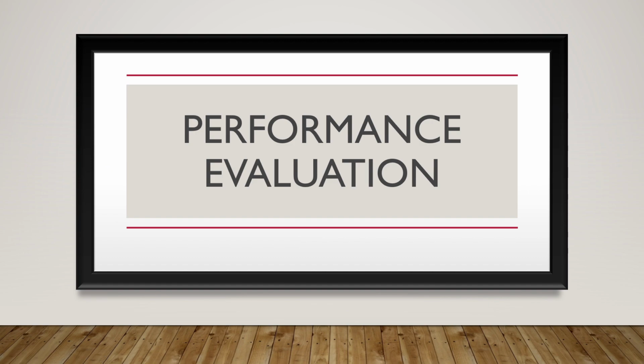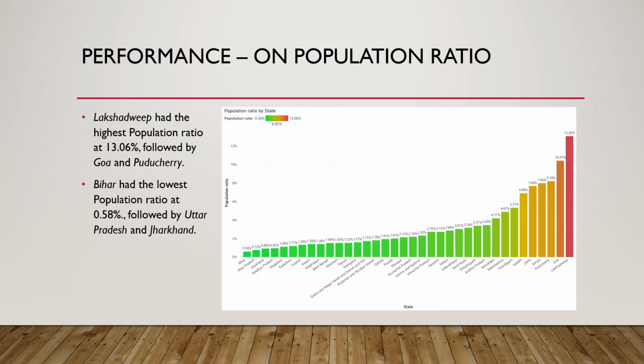To understand the real performance, it is fair to check the COVID cases count against the population of the states. Hence this graph. It shows the states from the highest COVID-19 count to lowest in terms of the ratio of population. So as you can see, Lakshadweep had the highest population ratio at 13.06%, followed by Goa and Pondicherry. And Bihar had the lowest population ratio in terms of reporting number of COVID-19 cases, that is 0.58%, followed by UP and Jharkhand.